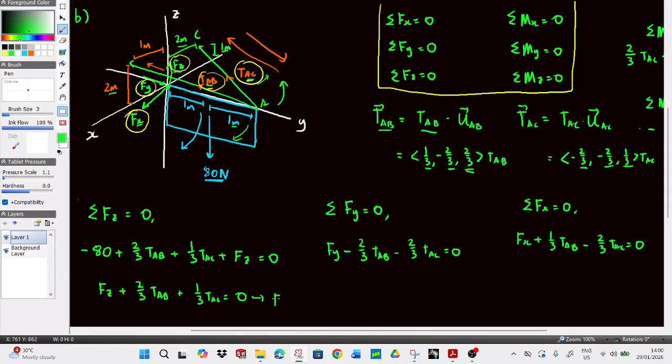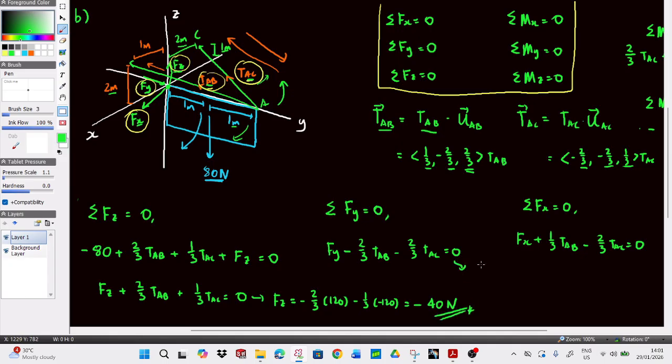So your FZ is just simply gonna be what? If you want to substitute all the values in, it will just be negative 2 over 3, TAB is 120, and minus 1 over 3, TAC is negative 120. So your FZ would be negative 2 over 3 times 120, minus 1 over 3 times negative 120, so it would be minus 40. So your FZ is minus 40 newtons, okay? So FZ is minus 40 newtons.